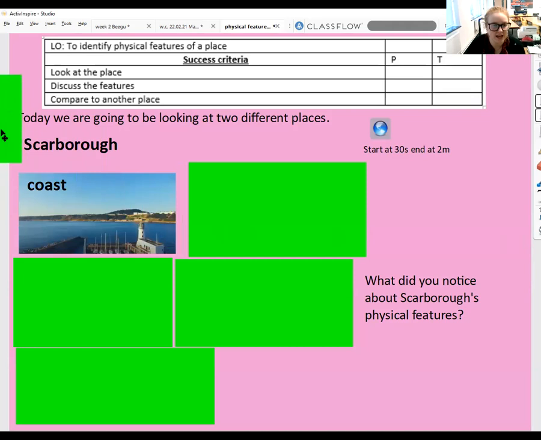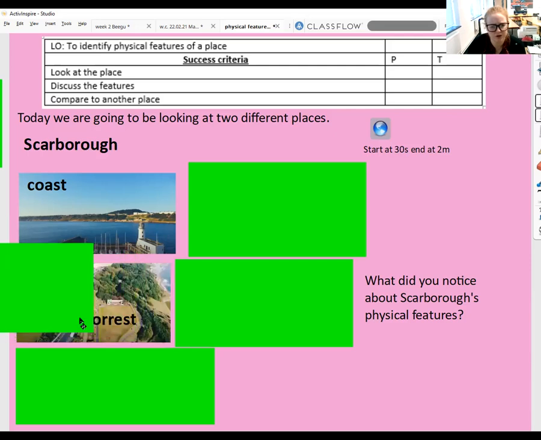Okay, did you see the coast? So what is the coast again? The coast is anywhere the land meets the sea. So Scarborough is a coastal area because it is the coast. We can see the land and we can see sea and we can see them meeting. So that makes it the coast. Scarborough has a coast. What else does Scarborough have?